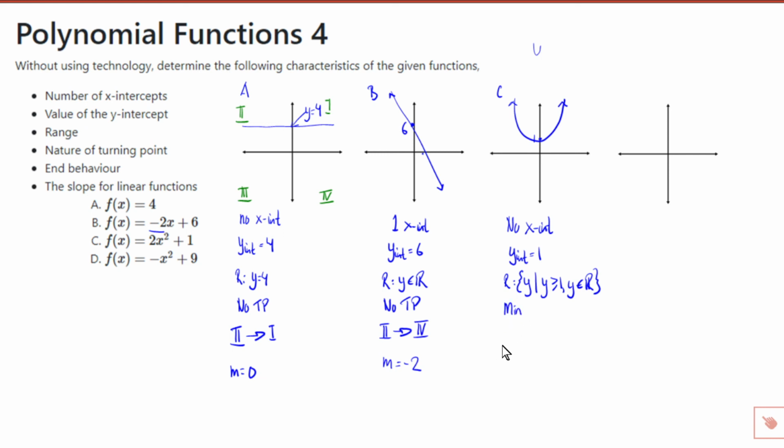And the behavior on the left-hand side, it starts out in quadrant 2. On the right-hand side, it ends up in quadrant 1. And it is not a linear function, so we're not going to indicate any slope here.